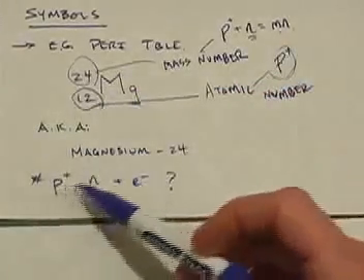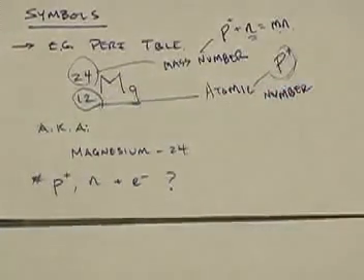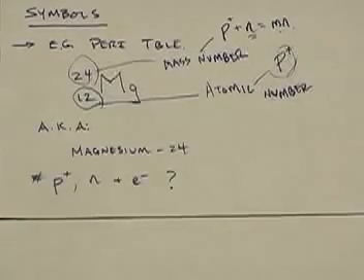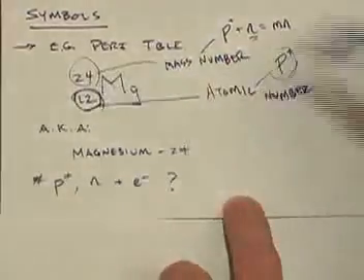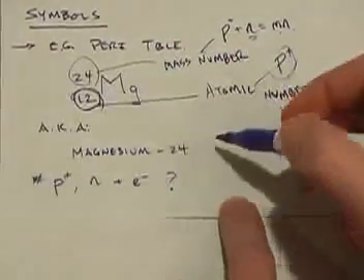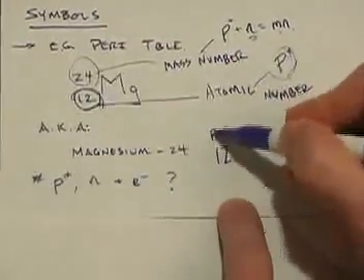So, with the name magnesium-24, or with the symbol magnesium-24-12, how many protons, how many neutrons, and how many electrons are in this element? Well, the number of protons is easy. It's the number in the lower left-hand corner. It's the atomic number. So the number of protons is 12.